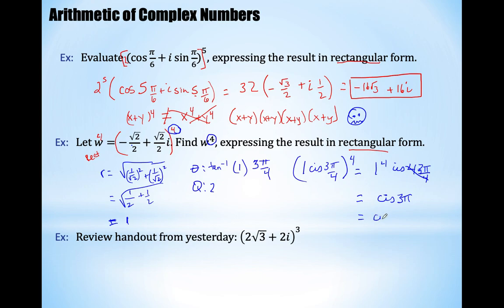But isn't that the same as using coterminal? 3 pi is the same as pi, isn't it? So that's cosine pi plus i sine pi. But wait, sine pi is 0, so that's just cosine pi, which is negative 1. What the hee-haw? Crazy.